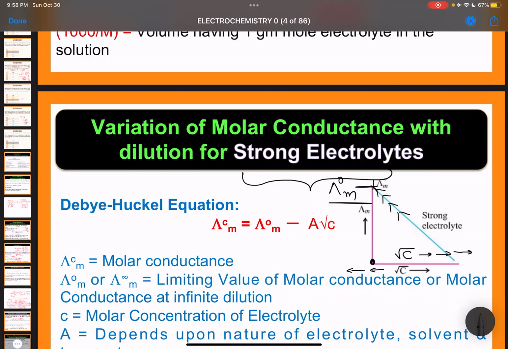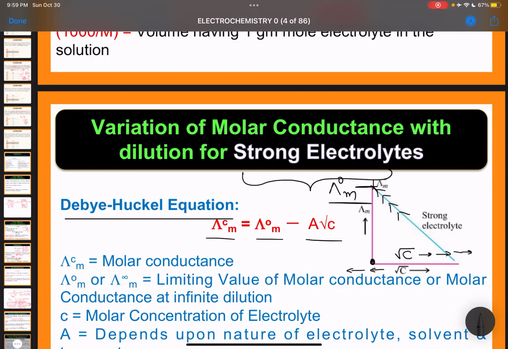And for a strong electrolyte, the relationship is linear. As you can see over here, it is a straight line and you can easily find it out, right? This is the Debye-Huckel equation. It can help you find out the limiting value, the maximum value of the molar conductance, but for strong electrolytes which dissociate completely. Is it clear?